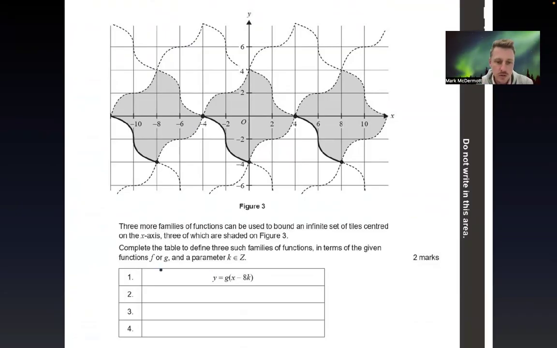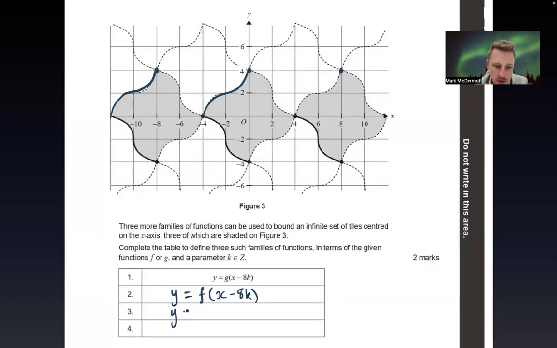Again, I reckon there are multiple answers to this. I reckon these are 3 acceptable answers. If we took f of x minus 8k, because this is f of x, minus 8 groups of k would get us to here, wouldn't it? Because this is separated by a distance of 8, and so is this. So I reckon that's one of them that would bound that edge.